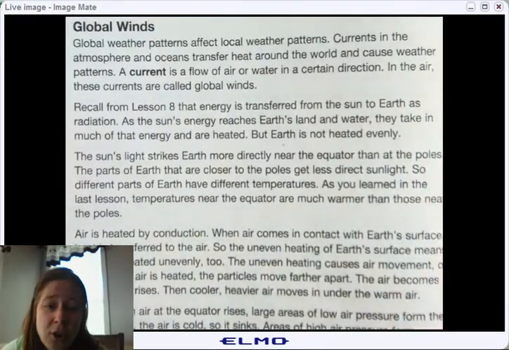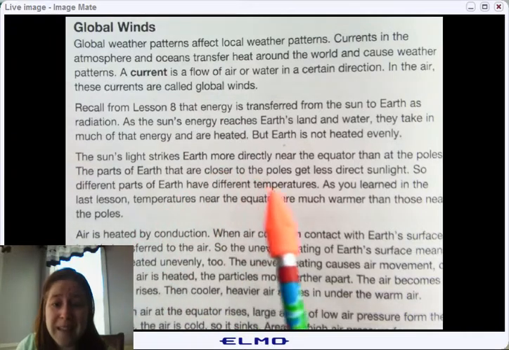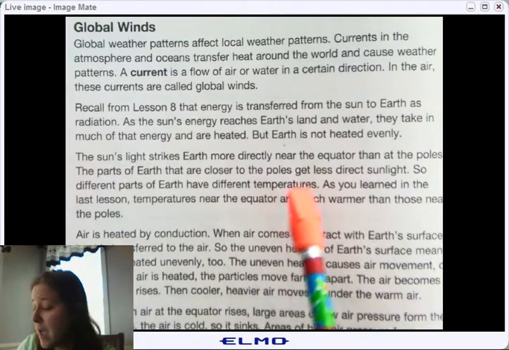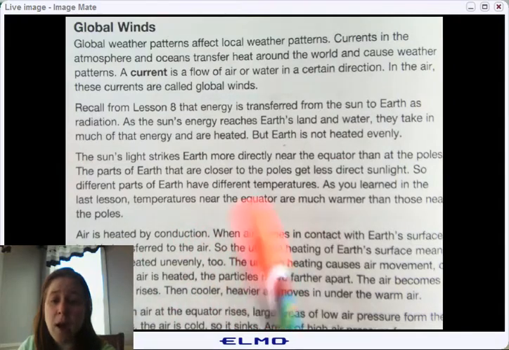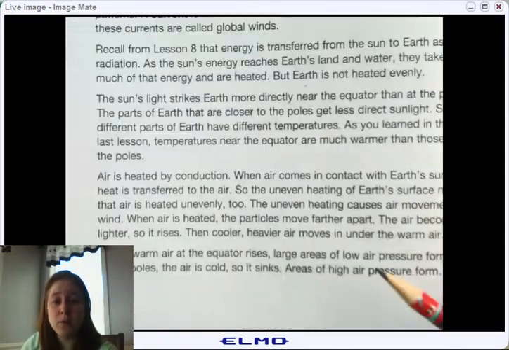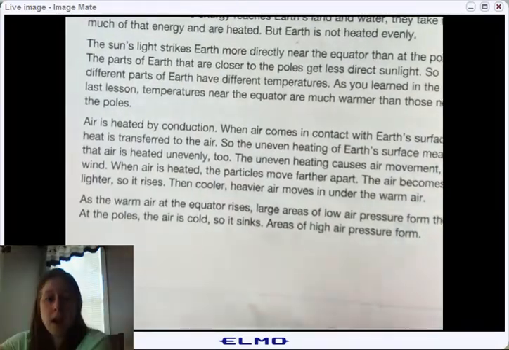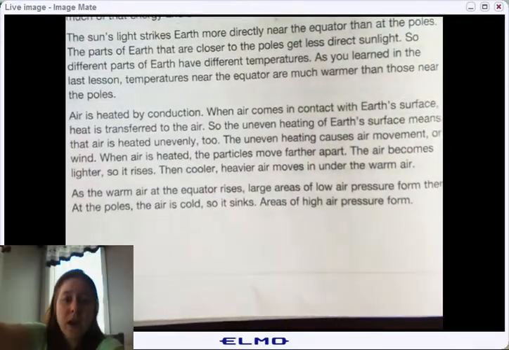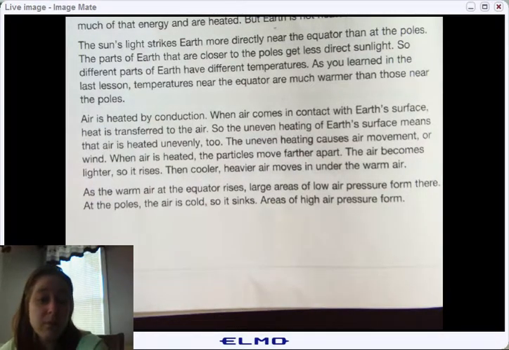The sun's light strikes Earth more directly over the equator than at the poles. The parts of the Earth that are closer to the poles get less direct sunlight, so the different parts of the Earth have different temperatures. As you learned in the last lesson, temperatures near the equator are much warmer than those near the poles. Air is heated by conduction. When air moves in contact with Earth's surface, heat is transferred to the air. So the uneven heating of the Earth's surface means that air is heated unevenly too. The uneven heating causes air movement, or wind.